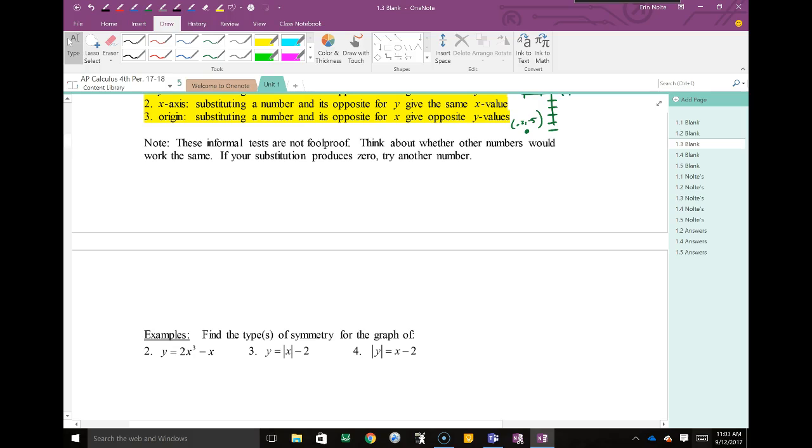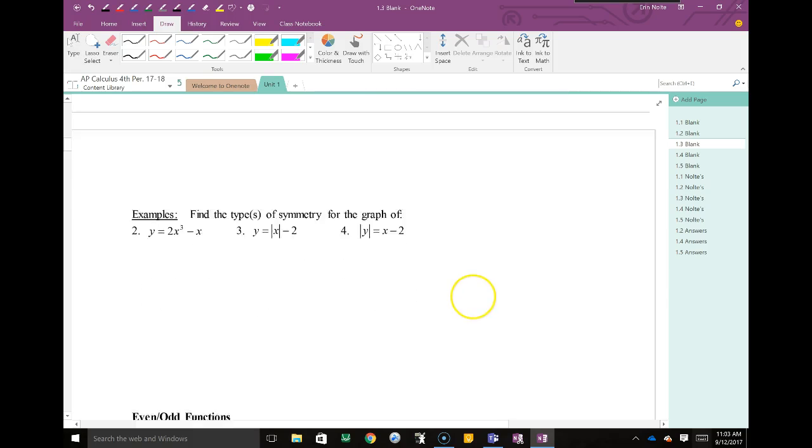So check out that note. It says these informal tests are not foolproof. Think about whether other numbers would work the same. So you always have to think about things graphically as well.